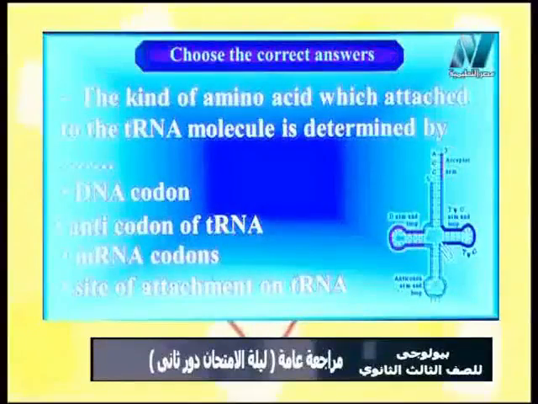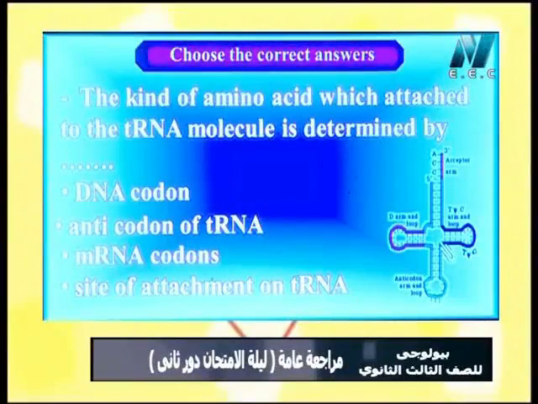السؤال اللي بعد كده بيقول له a kind of amino acids which attach to the tRNA molecule is determined by dots. بيسأل حضرتك ان الامينو اسيدز اللي هيعمل attach to the tRNA determined by dots. DNA codon, anticodon of tRNA, mRNA codons, site of attachment on the tRNA. خلي بالك بقى، هو ال tRNA ده لما يعمل attachment للامينو اسيدز بيحتاج ال DNA كودون ولا انتي كودون اوف tRNA، mRNA codons, site of attachment of amino acids؟ لا طبعا هيبقى الانتي كودون اوف tRNA.